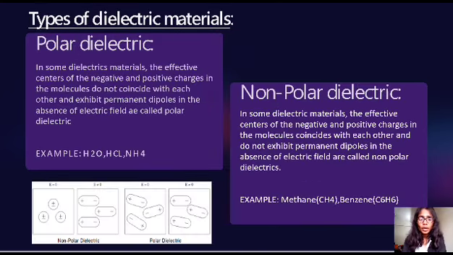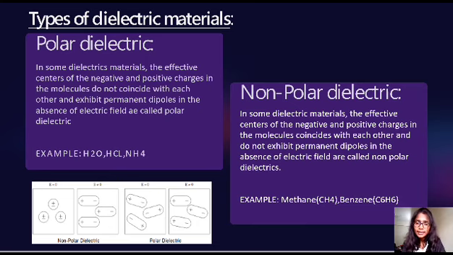So let us learn about types of dielectric materials. There are two types of dielectric materials: one is polar dielectric and the other is non-polar dielectric. In polar dielectric materials, the effective centers of the negative and positive charge in a molecule do not coincide and exhibit a permanent dipole in the absence of an electric field. These are called polar dielectrics. Examples of polar dielectrics are H2O, HCl and NH3.